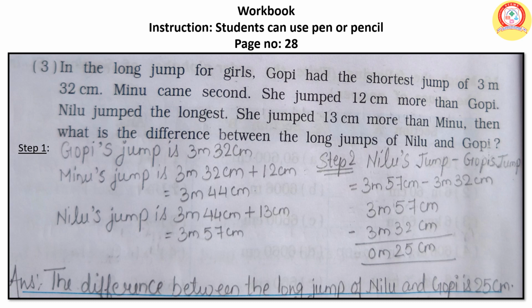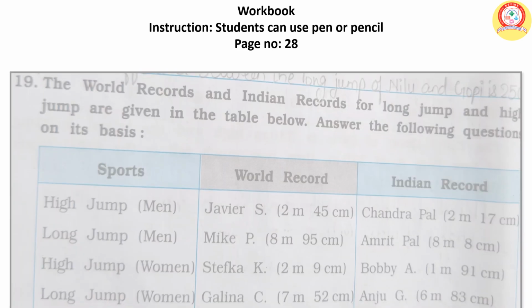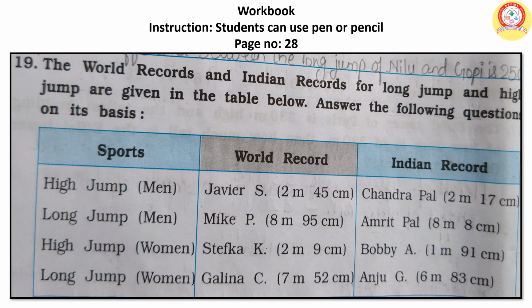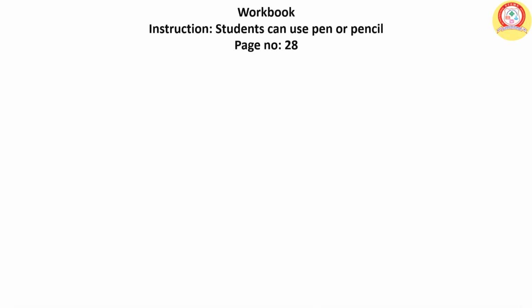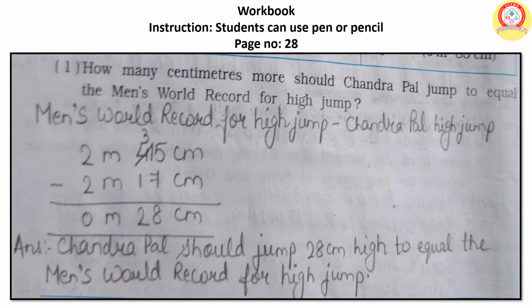Now let's move to question number 19. In 19, the world records and Indian records for long jump and high jump are given in the table below. Answer the following questions on its basis. So in the first question, how many centimeter more should Chandrapal jump to equal the man's world record for high jump? So man's world record for high jump minus Chandrapal's high jump.